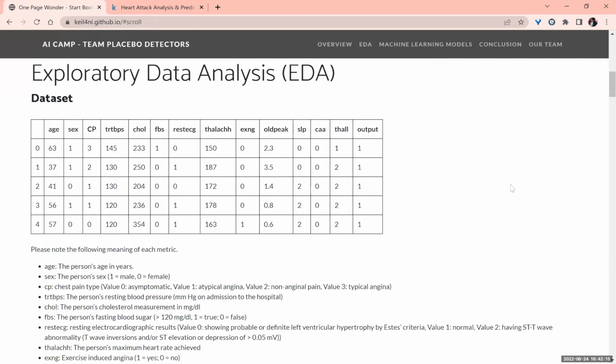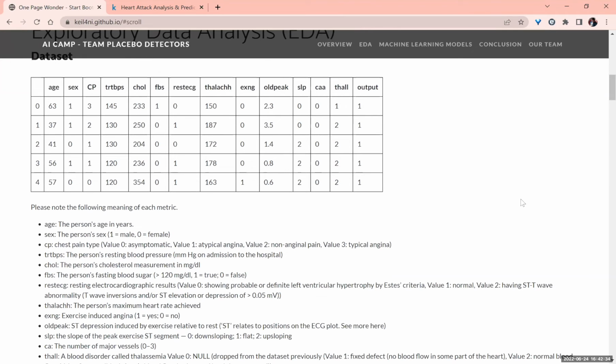So we're gonna go over our exploratory data analysis, and over here is just an example of our data set. As you can see, there are 14 different columns, including output, and basically the columns represent different biometric data about the person. For example, you can see there's an age column, a sex column, a chest pain type column, the person's resting blood pressure, the person's cholesterol measurement in micrograms per deciliter, and so on.